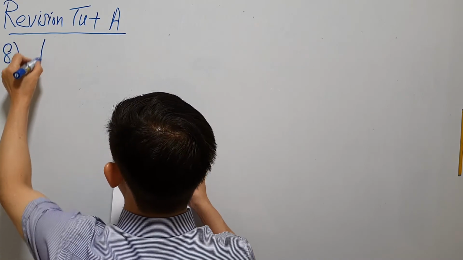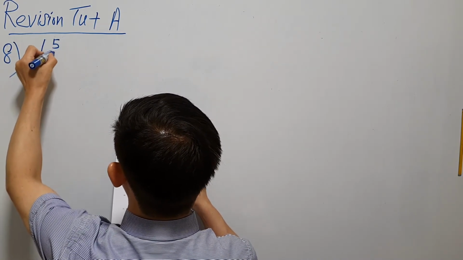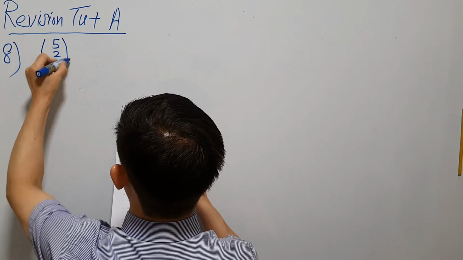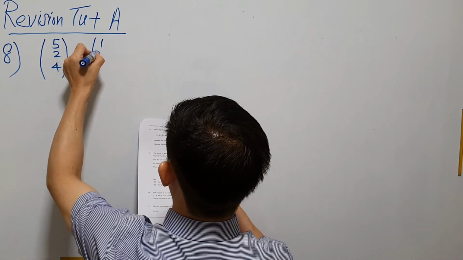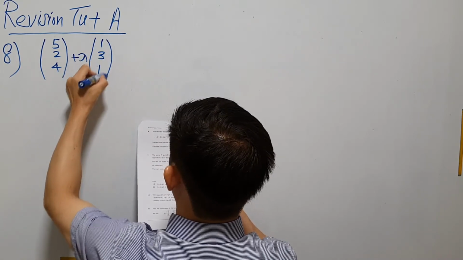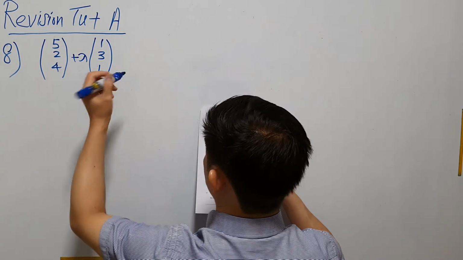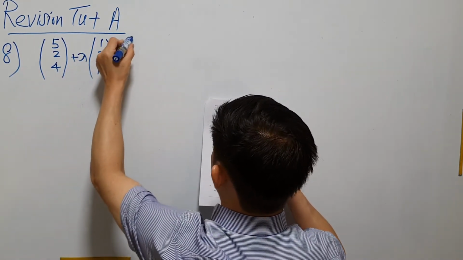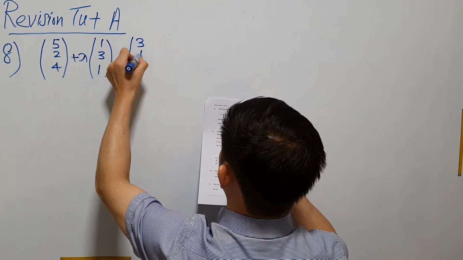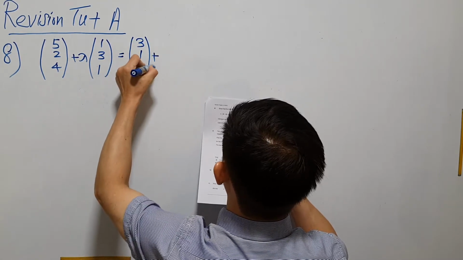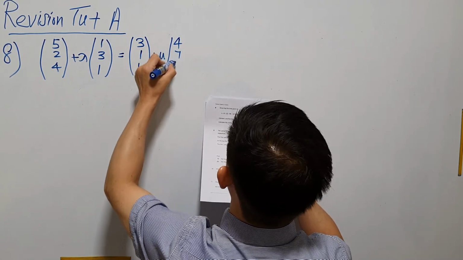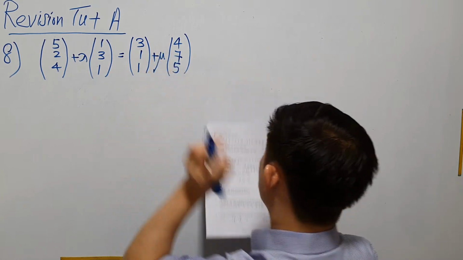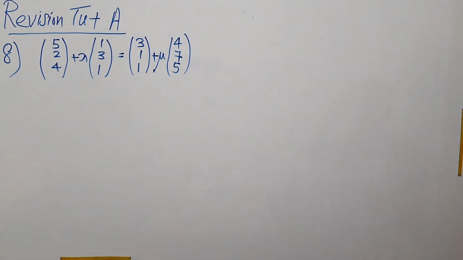You have a line that is (5, 2, 4) plus lambda of (1, 3, 1). Right? This is the first line. You want to equate it to the second line to find the intersecting point, plus mu of (4, 7, 5). Okay, so to find the point of intersection between two lines, you simply equate them.